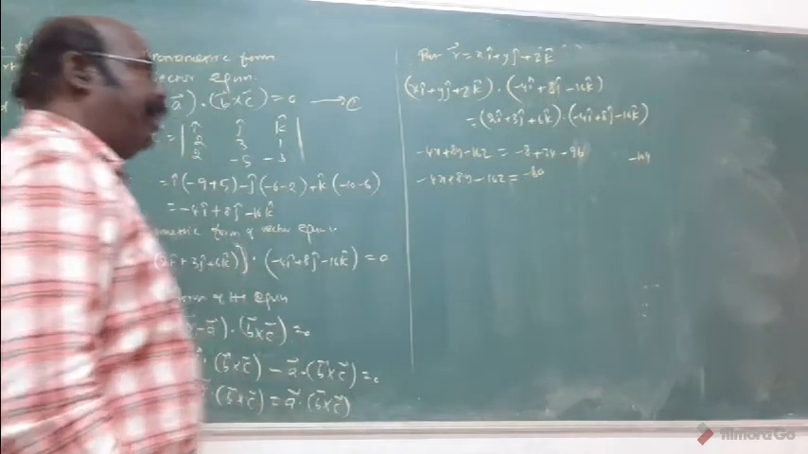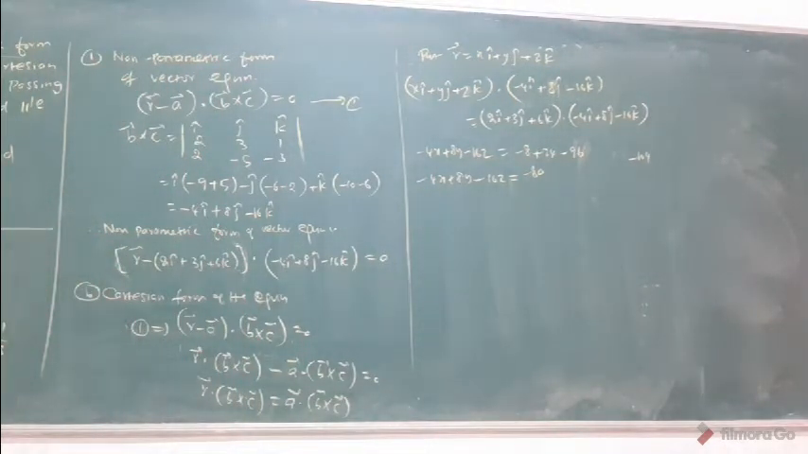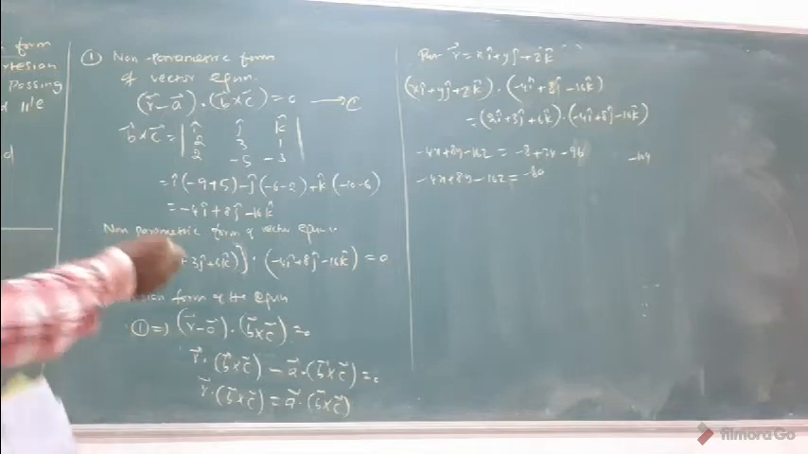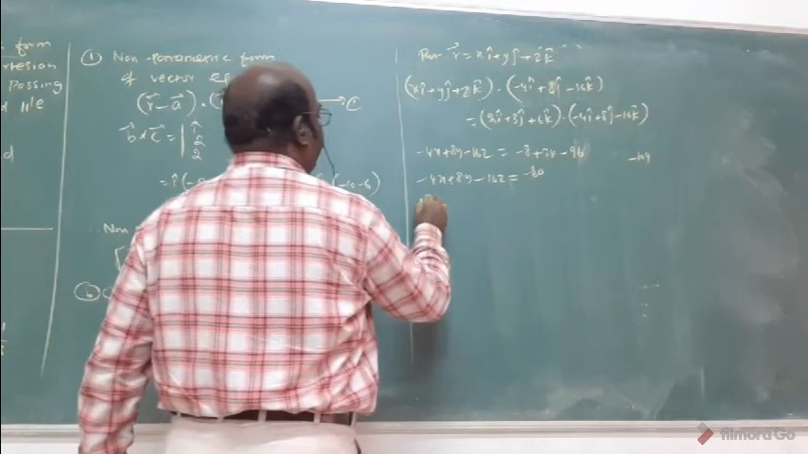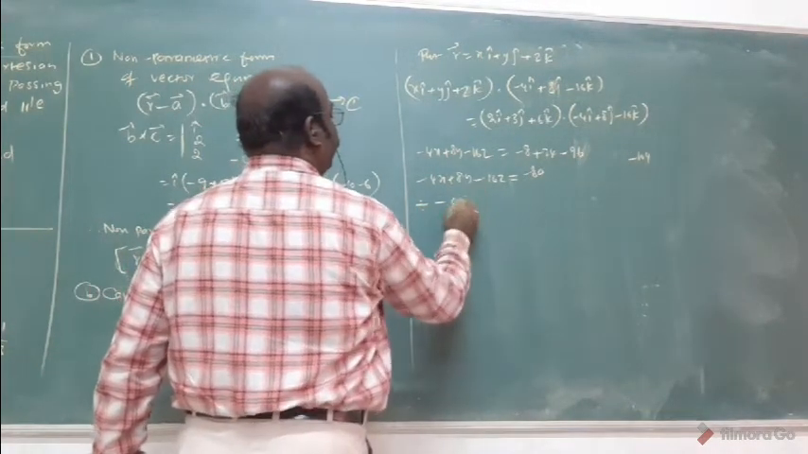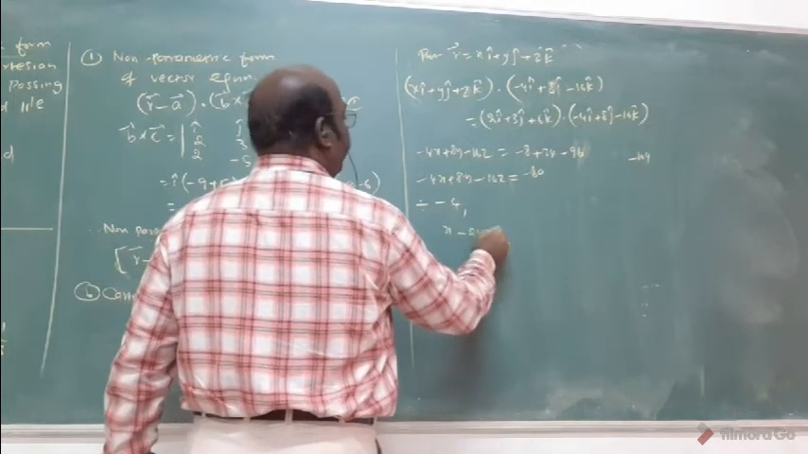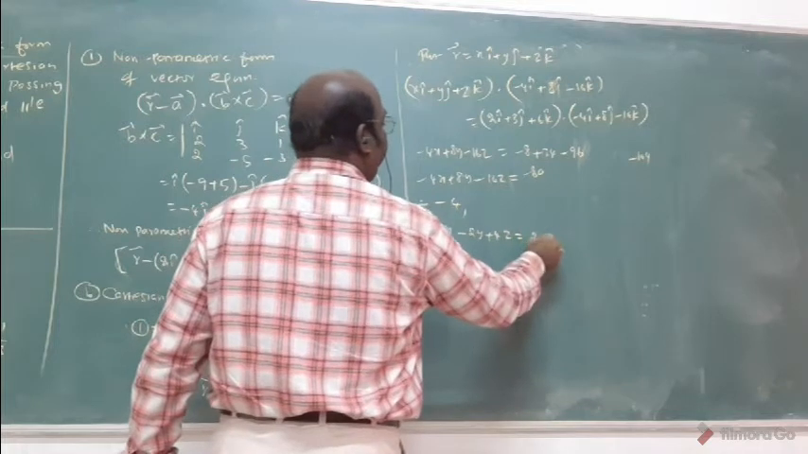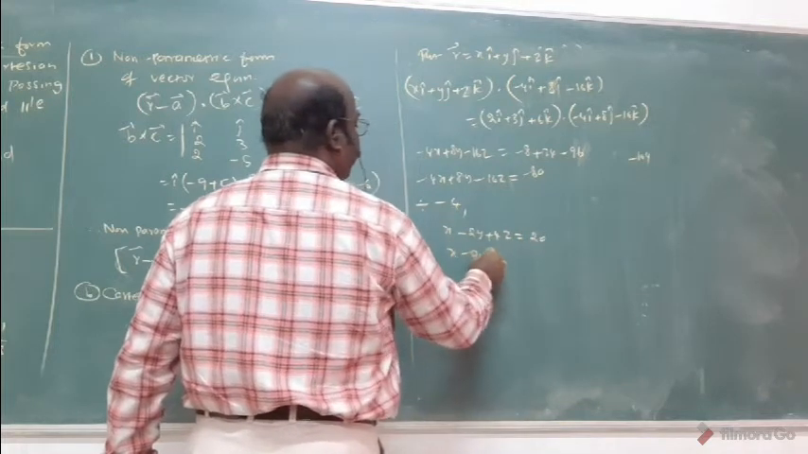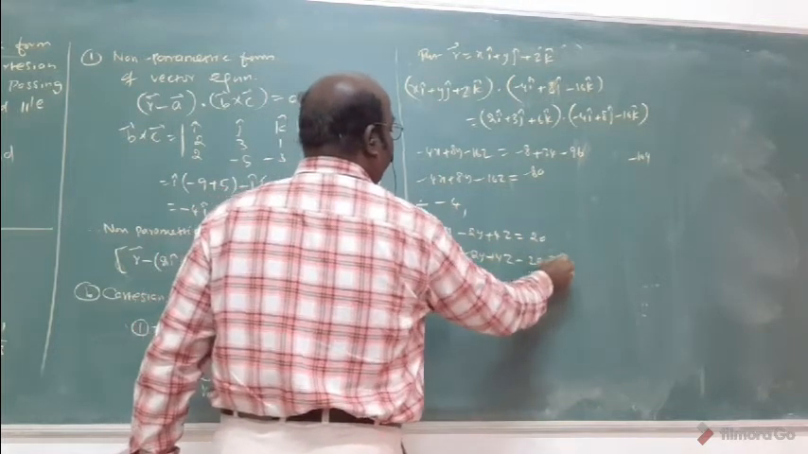All the numbers are divisible by 4, correct? All the numbers are divisible by 4 and also we don't want the minus sign, so the sign is divided by minus 4. What is the answer? x minus 2y plus 4z minus 2.